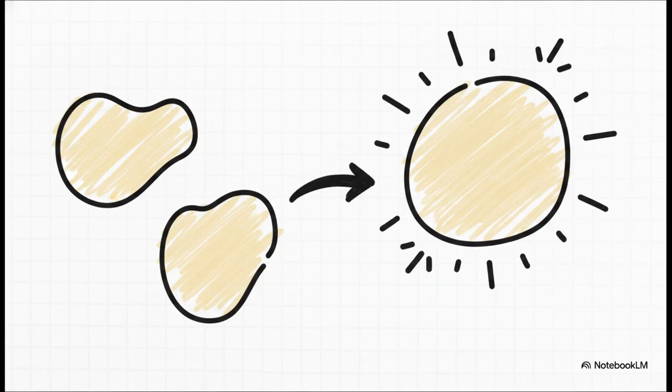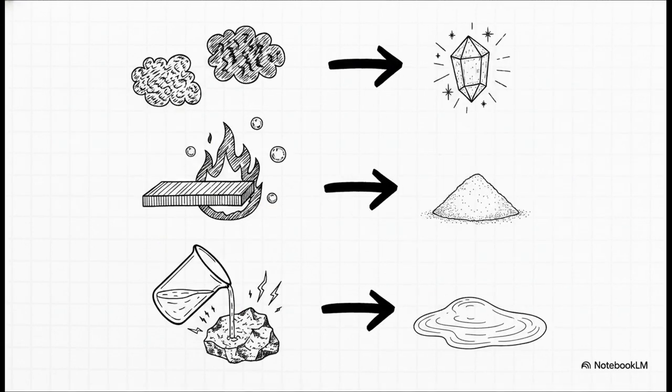I really want you to heavily emphasize the phrase single product in your notes. That is your biggest clue. Multiple things go in, but only one unified thing comes out. Let's look at 3 classic laboratory examples of this.